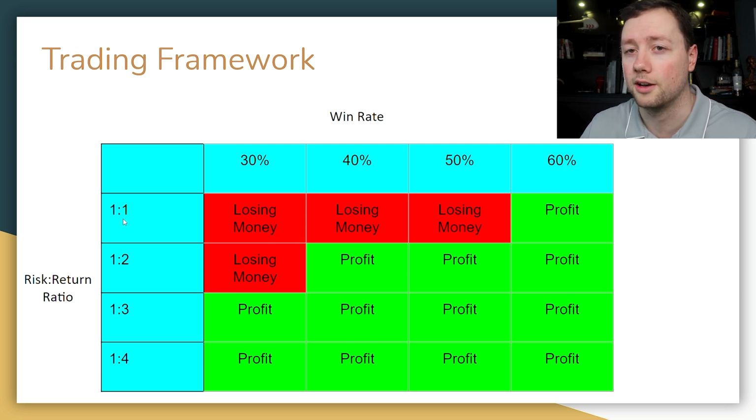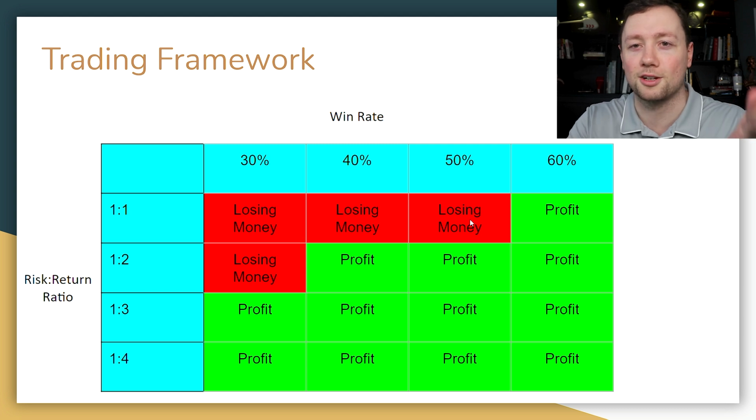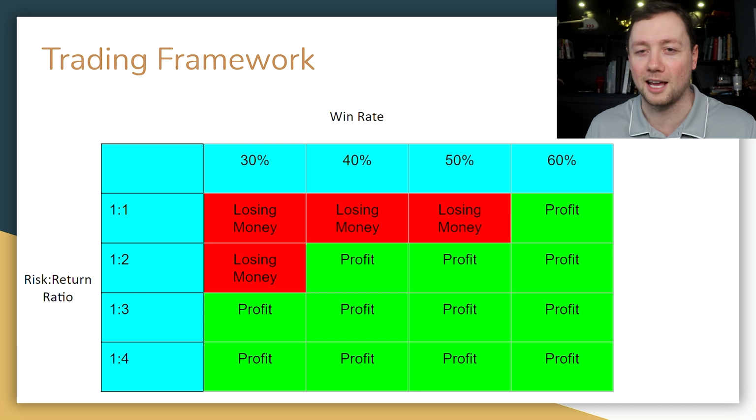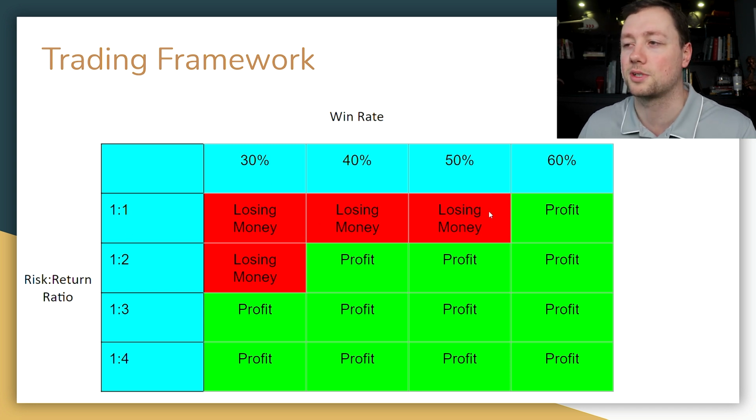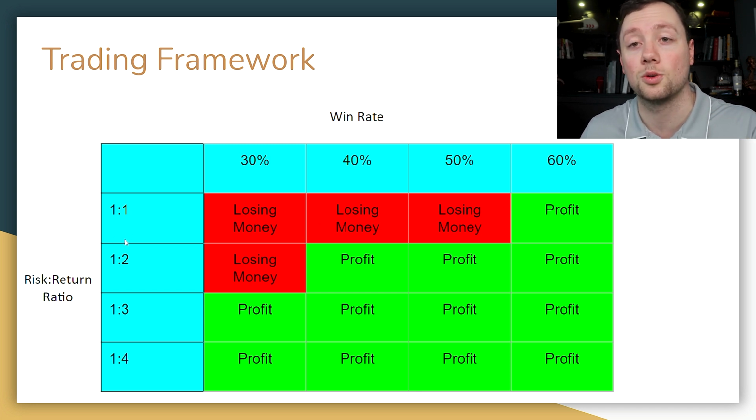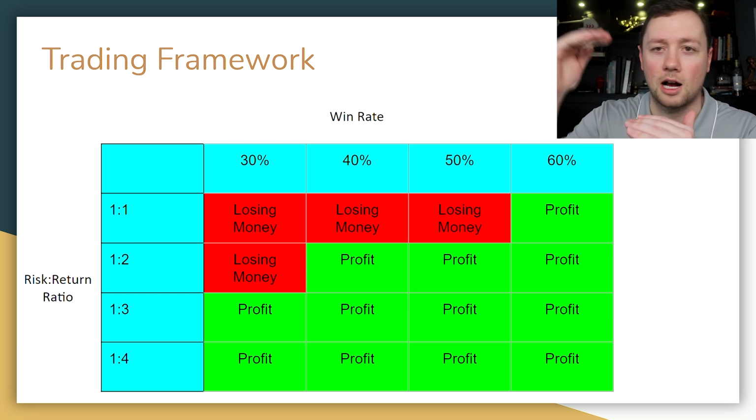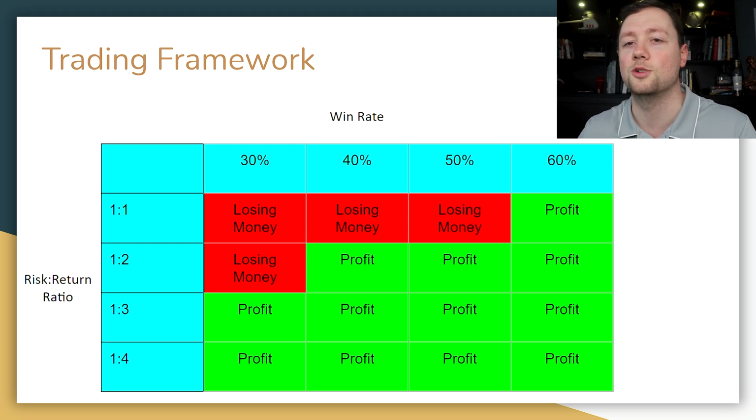If you have a 1-to-1 risk to reward ratio and you only win 50% of your trades, you're going to win just as much as you lose, but then you're going to pay conversion fees and transaction fees and commission fees, and you're going to end up losing money. So 1-to-1 at 50% doesn't work. However, if you have a 1-to-1 risk to return ratio, meaning for every trade you enter, there's a $5 upside and a $5 downside, and you win 60% of your trades, then you're still a profitable trader.